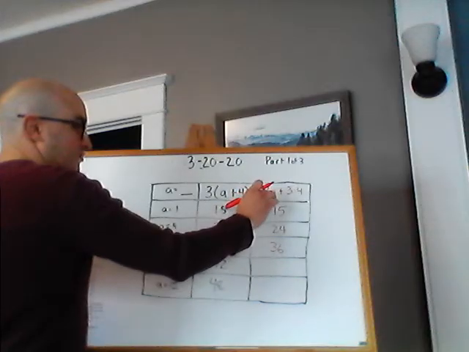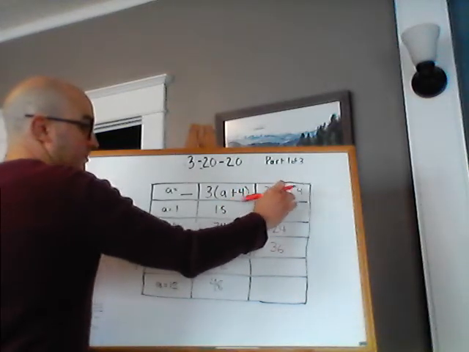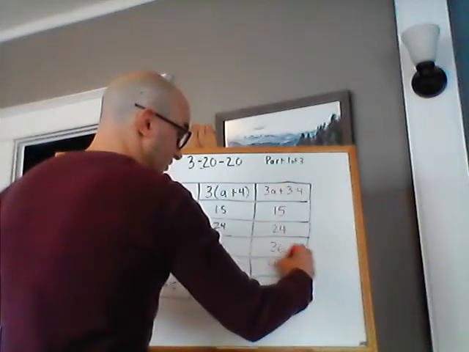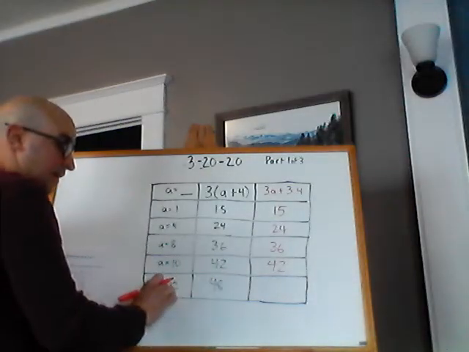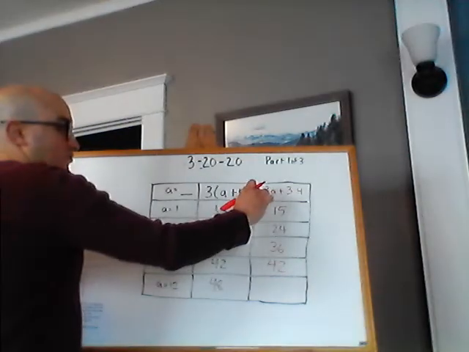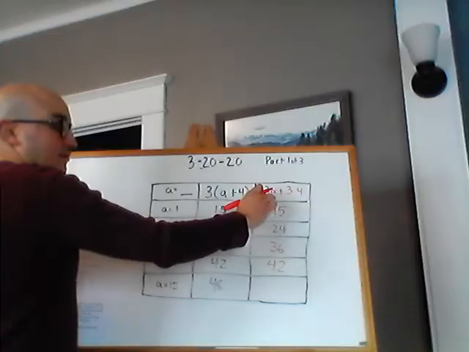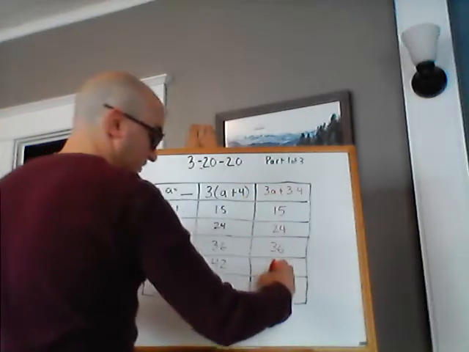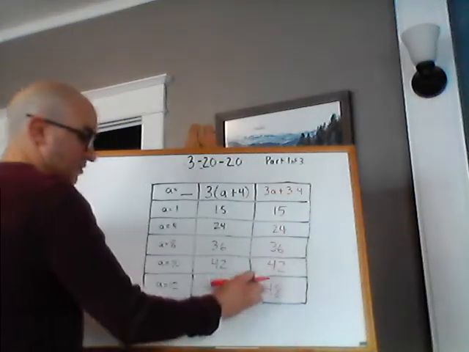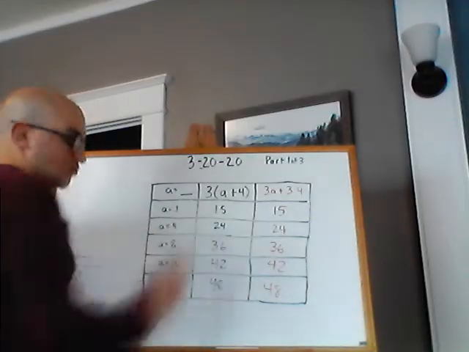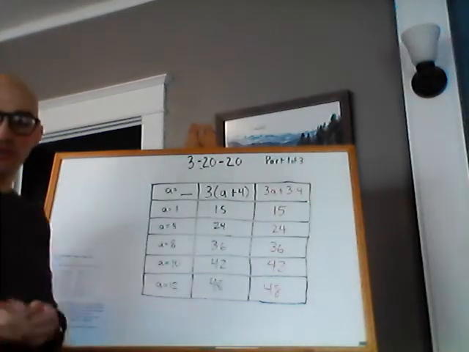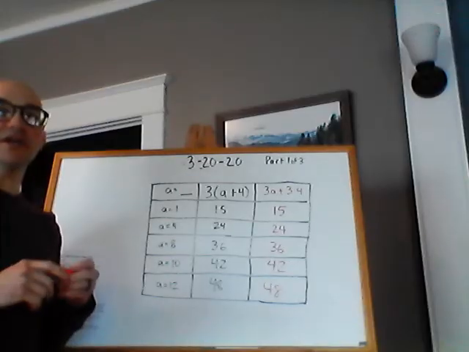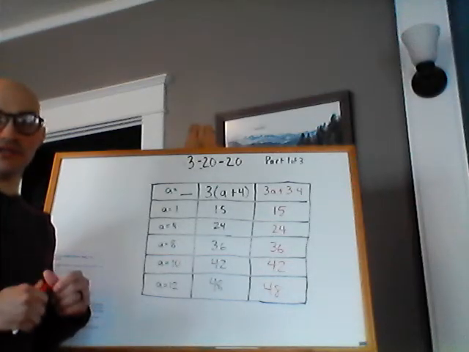A equals 10, so 10 times 3 is 30, plus 12 is 42. Very good. And then last one, a equals 12. So 12 times 3 is 36. 36 plus 12 equals 48. So take a look. In each column of your table, the values are the same for the expression. If they have equal value, we call them equivalent expressions.